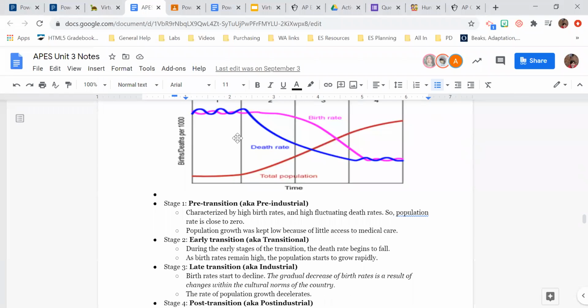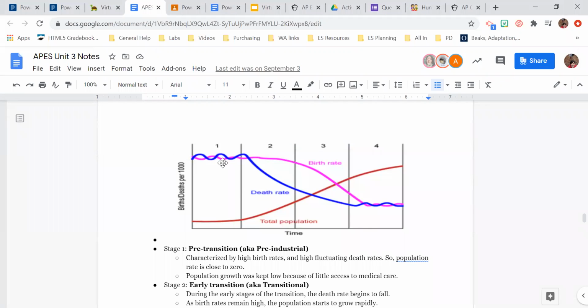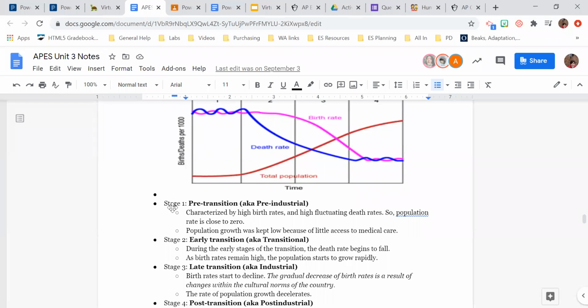All right, so stage 1. Stage 1, we have our birth rate in pink, our death rate in blue, and then our total population size in red. In stage 1, we are in a pre-transition, pre-industrial phase. We have lots of babies being born and lots of people dying. Typically, we have lower medical care, so not a lot of health care. Lots of dangerous jobs, so, you know, hunting, farming, but things that are more dangerous. Because of that, the population growth rate is going to be close to 0.